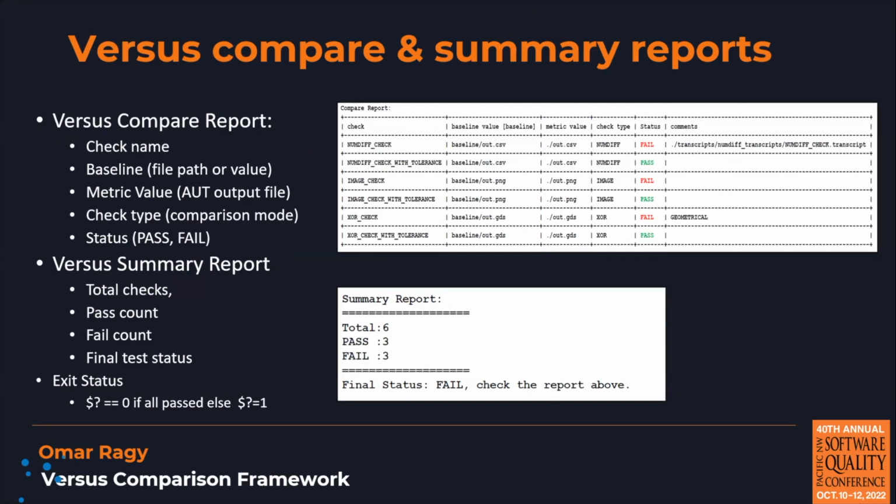The Versus compare and summary reports. This is the table that has compare reports, check names, what files, what is the check type, and a final status, whether it is failing or not. And the summary report tells how many checks were executed, 3 passed and 3 failed, and this is the final status. And the exit status of the script would be 0 if all passed, otherwise it would be 1. So Versus can integrate with other regression runners by communicating the final status by the exit status.